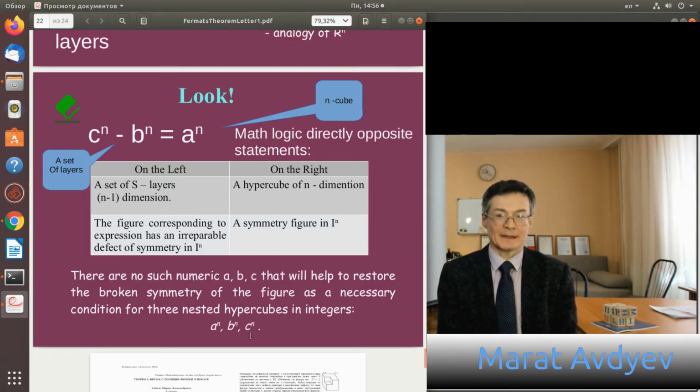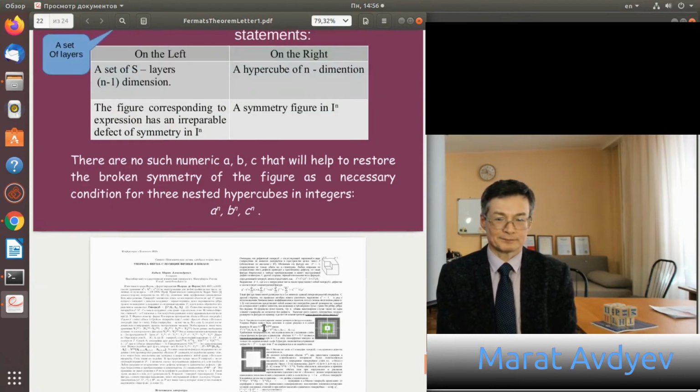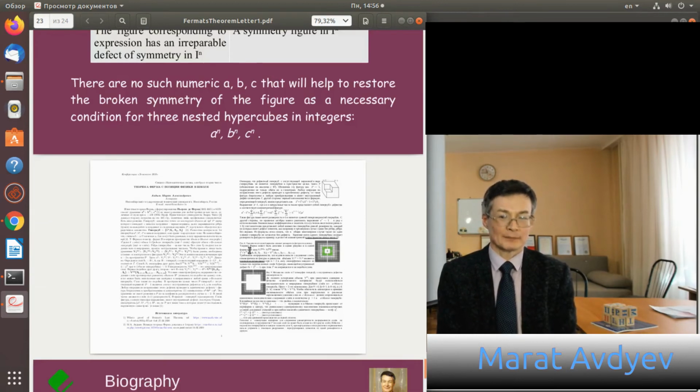Fermat's last theorem has been proved. Here are 2 pages in mathematics. That's enough.